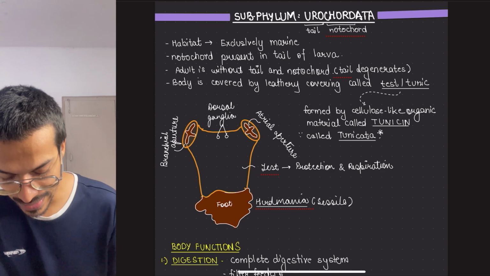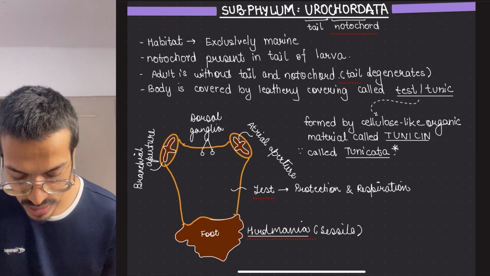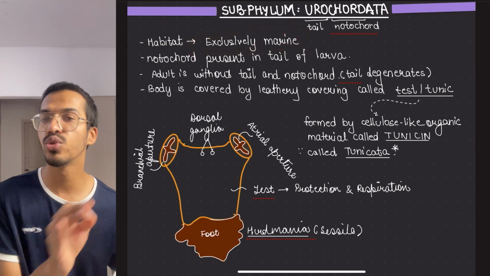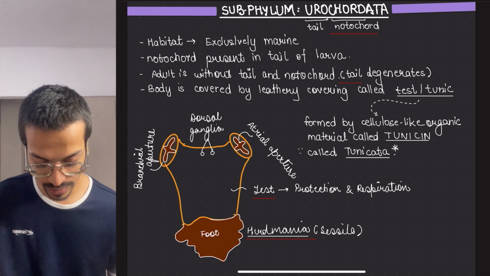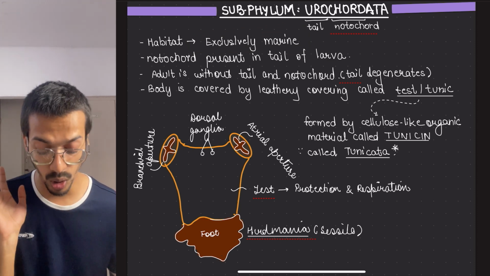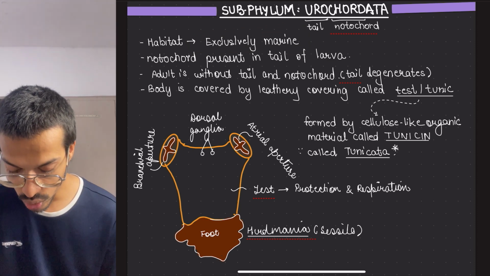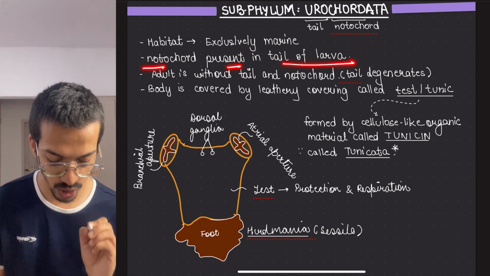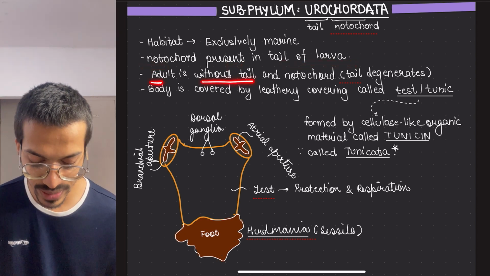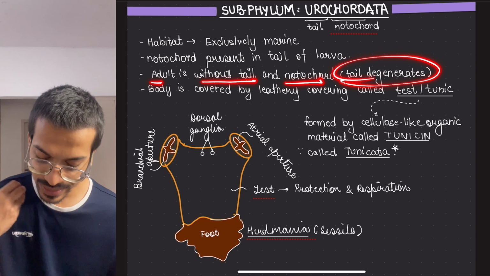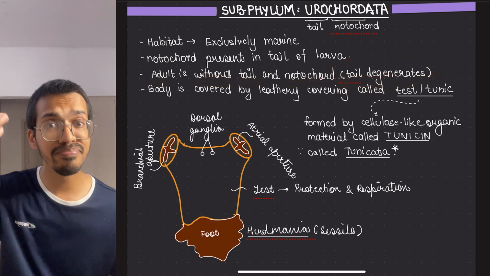Next thing is habitat. They are exclusively marine organisms, meaning you won't get them in fresh water. They're exclusively marine aquatic organisms. Next, the notochord is present in the tail of the larva only. The adult is without tail and notochord, because the tail degenerates during metamorphosis.